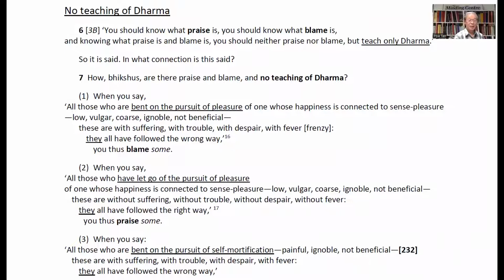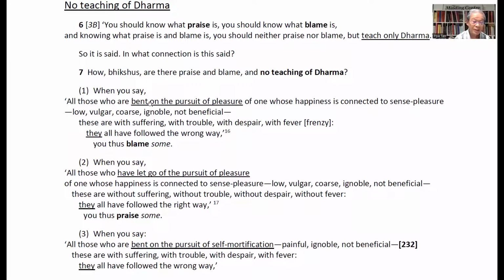So it is said, says the Buddha, in what connection is this said? How, bhikkhus, are there praise and blame and no teaching of Dhamma? So when do we praise and blame? It's not very helpful. Okay, so one, the Buddha is very objective. He says, when you say, all those who are bent on the pursuit of pleasure, of one whose happiness is connected to sense pleasure, low, vulgar, coarse, ignoble, not beneficial, these are suffering with trouble, with despair, with fever or frenzy. They all have followed the wrong way. Thus you blame some. All right.